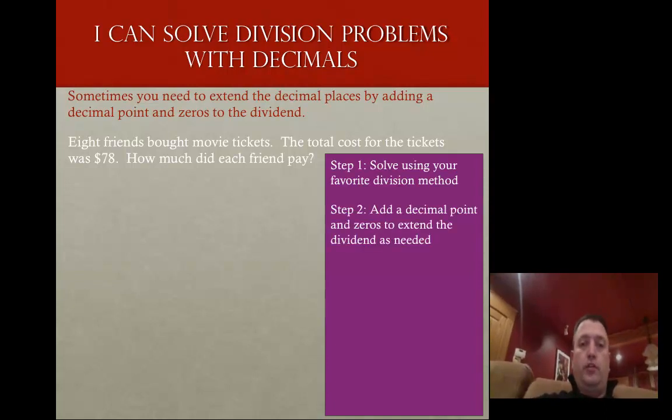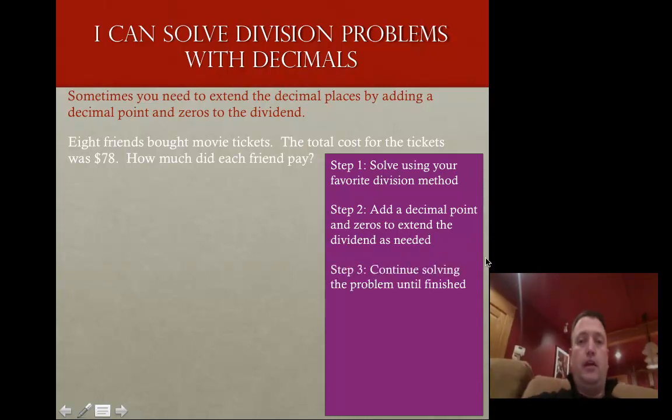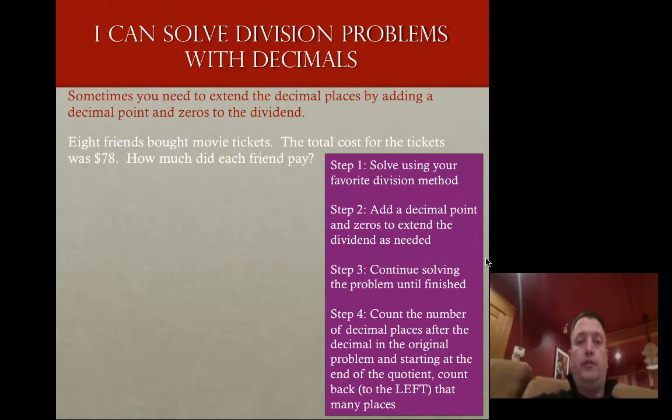Okay. So step 1 doesn't change. We're going to solve using our favorite division method here, but we're going to add a decimal point and zeros to extend the dividend as needed. Okay, continue solving the problem until finished, and then step 4 is the same as it's been all the way through. Okay, so let's take a look at this.